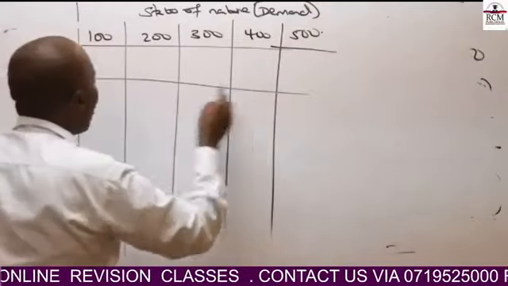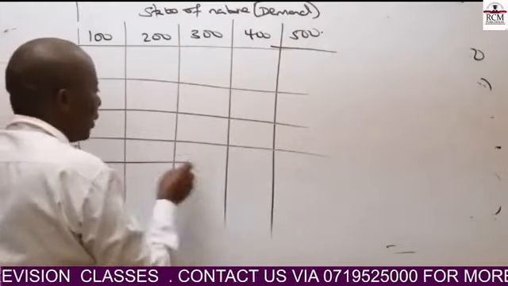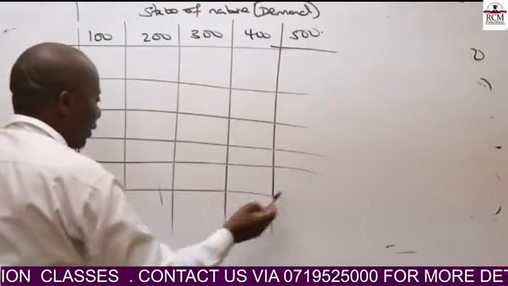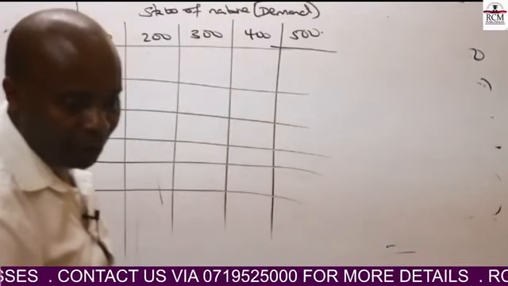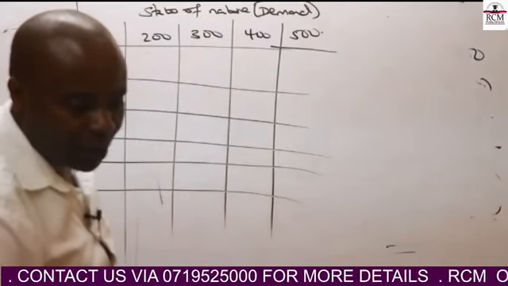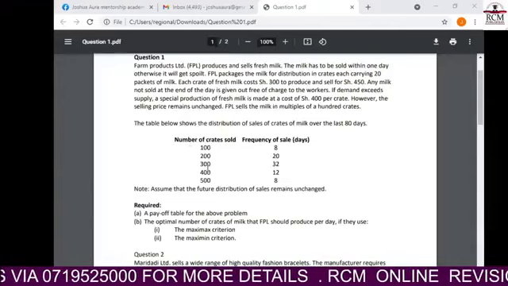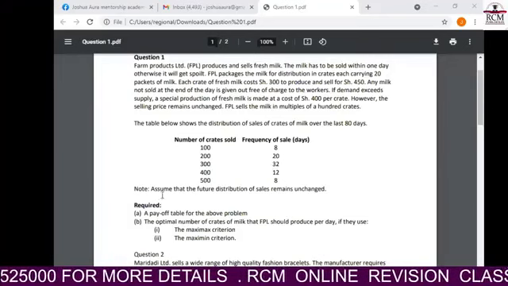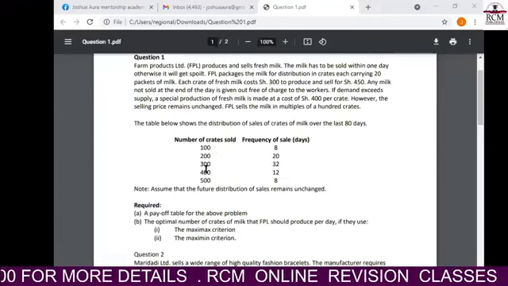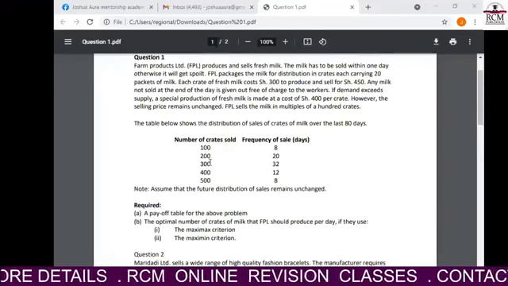Where did I get this 100, 200, 300, 400, all the way up to 500? Where I got them from, ladies and gentlemen, is here. In this particular question that you happen to be having on your WhatsApp, they have told us number of crates sold. You can see from 100 to 500, right? So these are the ones that I've worked around to be able to get the supply and to be able to get the demand. So, ladies and gentlemen, we can now read here.